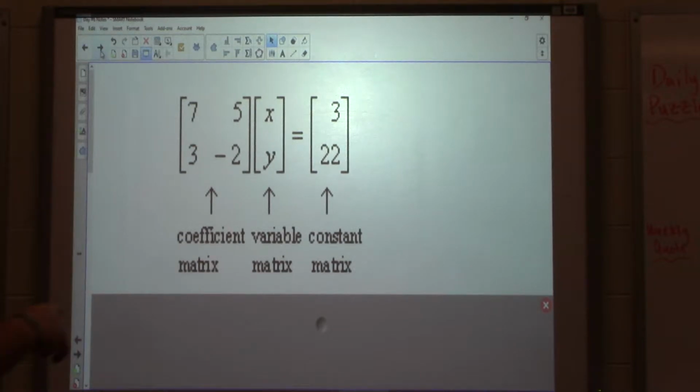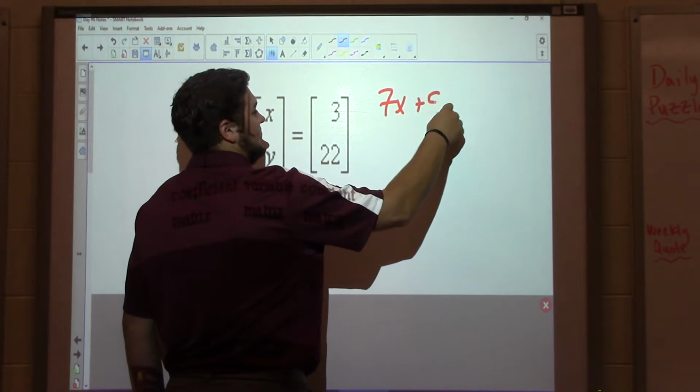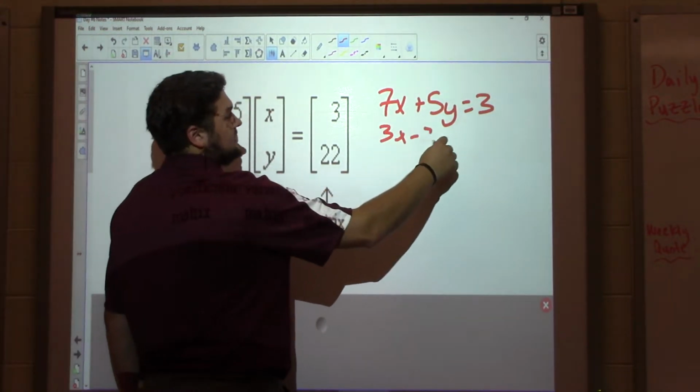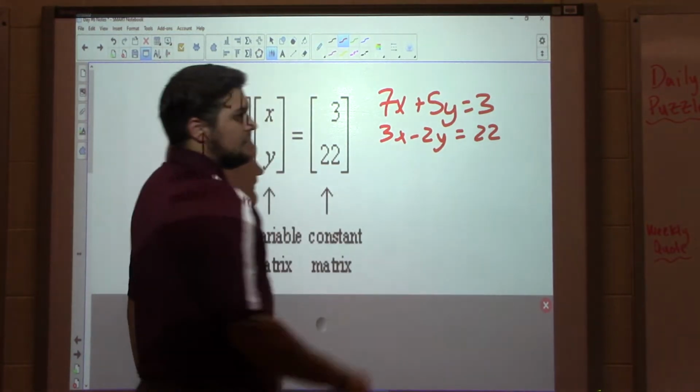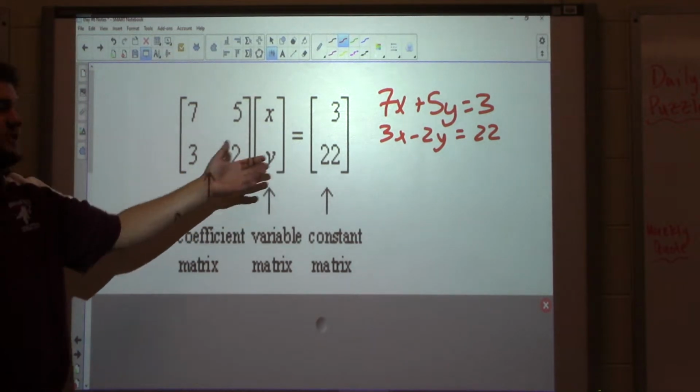Coefficient, variable, constant. The reason we call them those is because this is actually a system of equations. We're going to get into solving systems in Unit 8 this semester, I believe, and we're going to use matrices to solve some of our systems. What it would look like as a system would be 7x plus 5y equals 3, 3x minus 2y equals 22. You've seen a system of equations before. It's the same exact thing, but now it's written as a matrix.